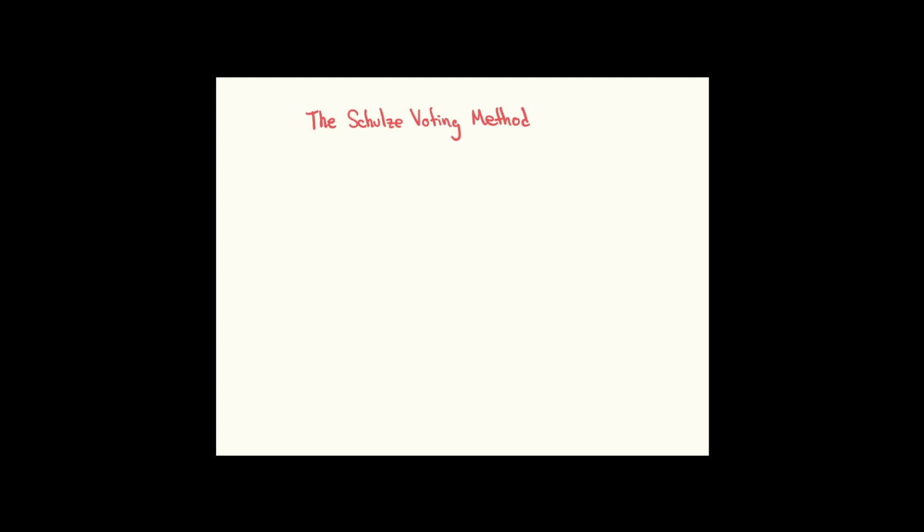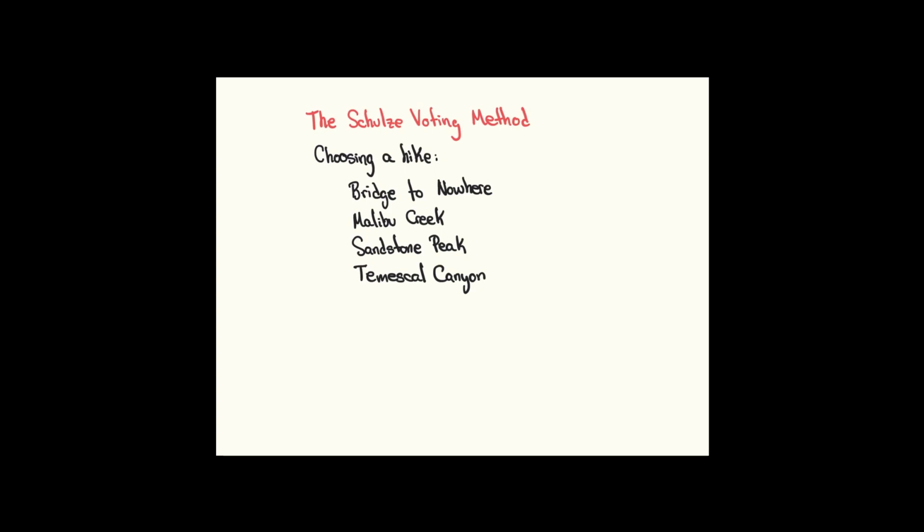Welcome everyone. Today we talk about the Schulze voting method. This is a method that can be used when there is no controversial winner. In our example, a group of people is choosing a hike. They have 4 choices: Bridge to Nowhere, Malibu Creek, Sandstone Peak, and Temescal Canyon. We use initials to represent the hikes: B, M, S, and T.